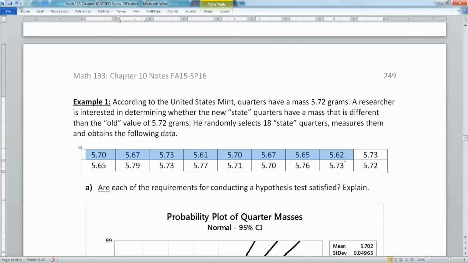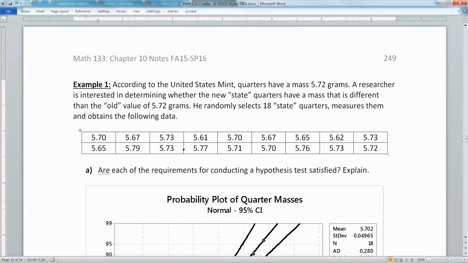And there they are. So that's 18 different state quarters' masses. Mass, of course, is the amount of stuff, if you will, that you have in any particular quarter. Weight is actually that mass affected by gravity. Take a physics class, they'll explain it all to you, it'll be fun.